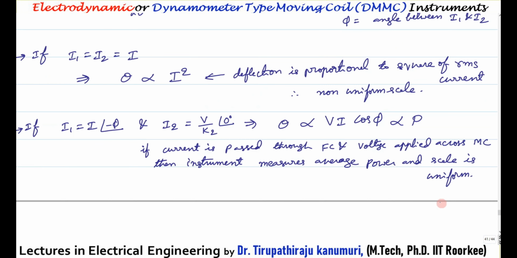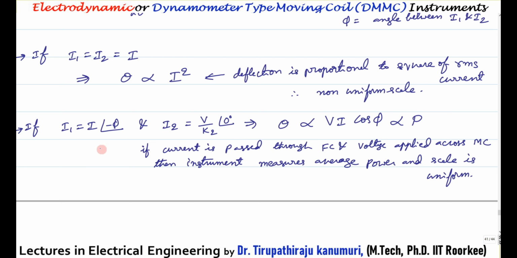Let us see the different cases. When I1 is equal to I2 is equal to I, that means both the coils carry the same current, or the current proportional to the input current. In that case, the deflection theta is proportional to the square of the RMS value of the current. Or we can say the RMS value of current is the square root of theta. Whatever scale you are keeping, you have to mention the square root of theta value for the current, because the current at a particular pointer position will be equal to the square root of theta. That is why it will be a non-uniform scale.